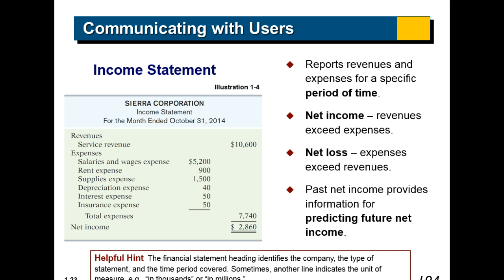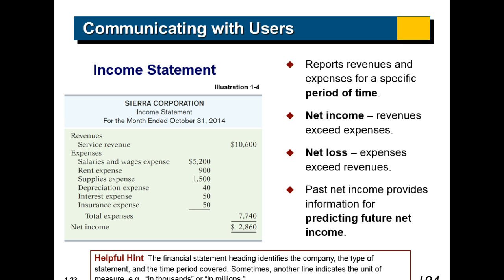And there were all these expenses. We had salary expense of $5,200, rent expense of $900. We used up supplies, paper products and toner cartridges and who knows what, $1,500. There's something called depreciation we'll talk about in a little bit, of $40.